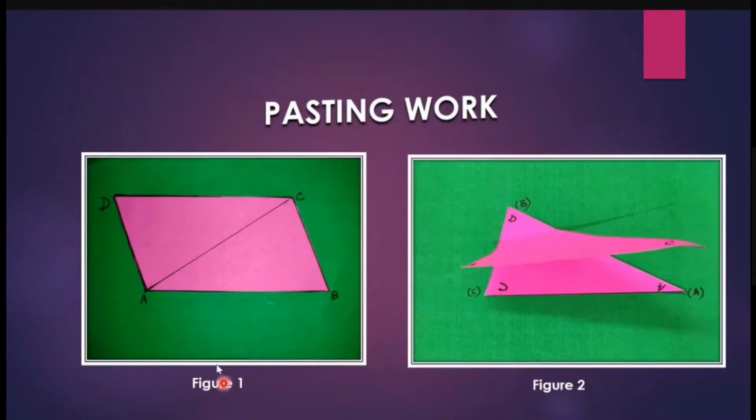In the figure 1, what do we have? We have the parallelogram, wherein I have joined point A and C to get the diagonal AC. In the second figure, I have cut this parallelogram along AC to get two triangles. I paste the triangle ABC first, and on top of that, I paste the triangle CDA, and you will find that triangle CDA completely superimposes triangle ABC, showing that they are congruent to each other.